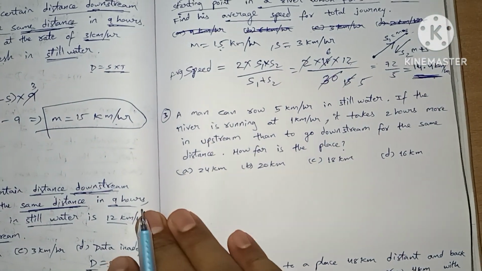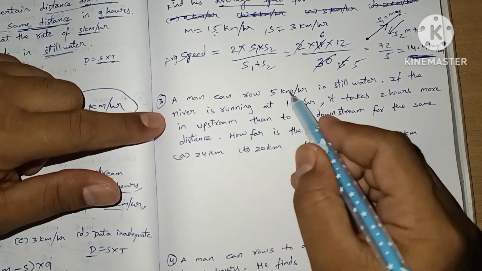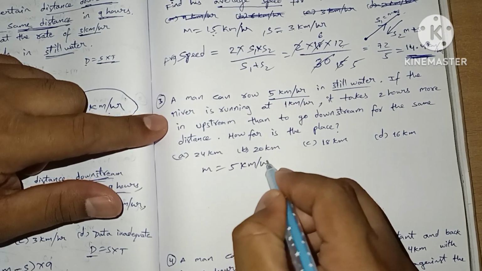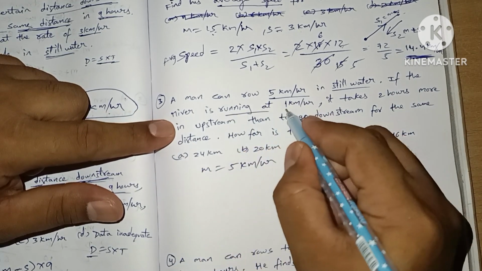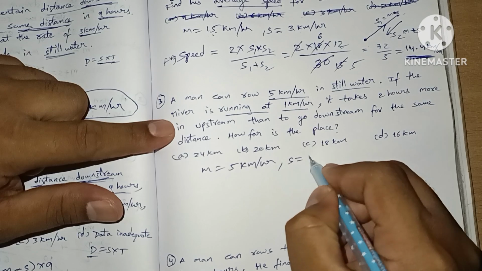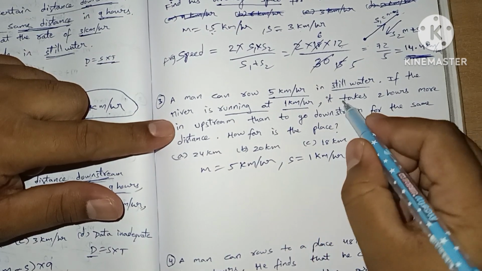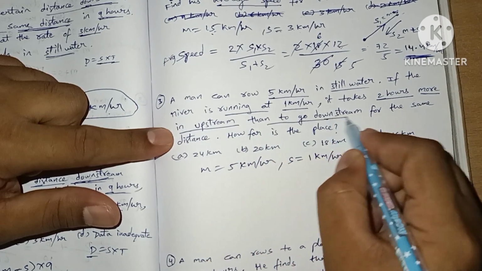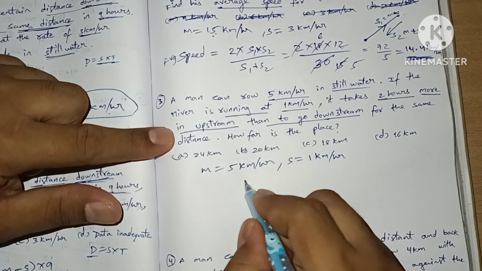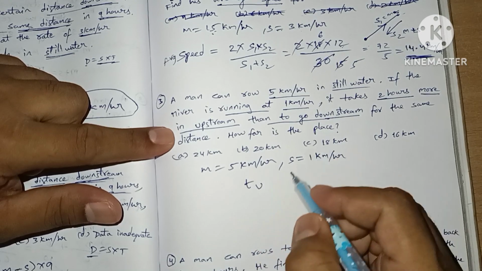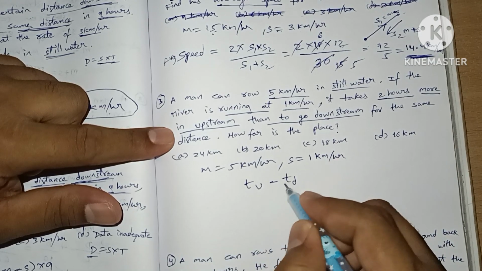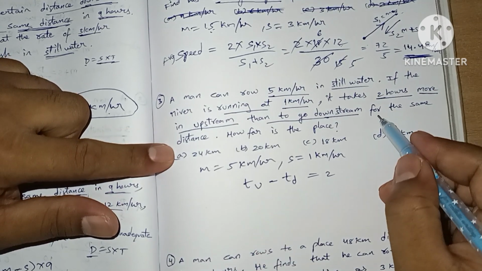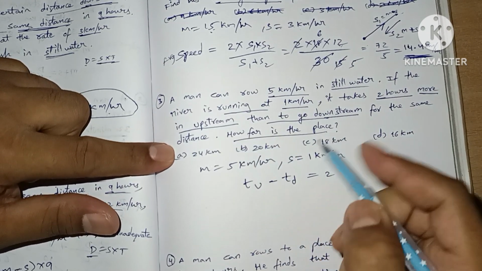Let's see some questions. A man can row 5 kilometers per hour in still water, which means M is 5 kilometers per hour. If the river is running at 1 kilometer per hour, so S is 1 kilometer per hour. It takes 2 hours more to go upstream than to go downstream. So it is talking about time: T up and T down, the difference between these two is 2 hours. So what we need to find is how far the place is. We need to find the value of D.